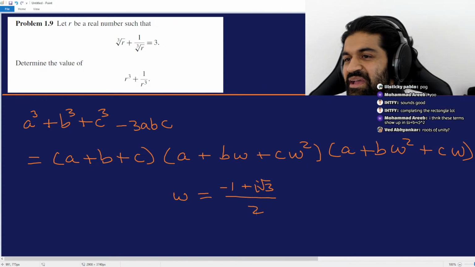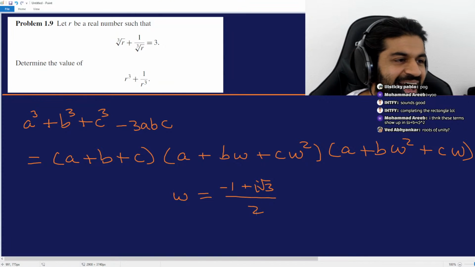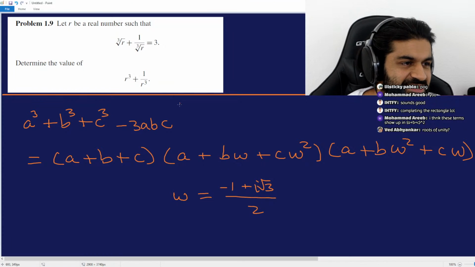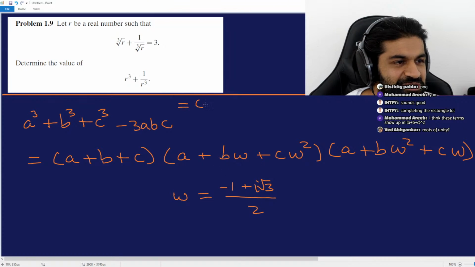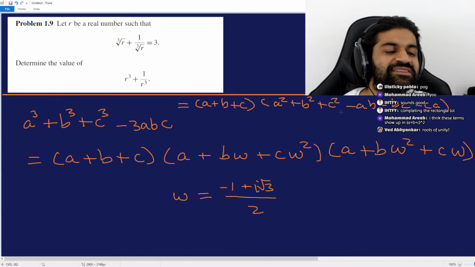Okay, so now I've shown you all of the different ways to kind of factor this expression, right? So there's this way, which I just mentioned. The first way that I mentioned was this. It was a plus b plus c times a squared plus b squared plus c squared minus ab minus bc minus ca. So we proved that using determinants.